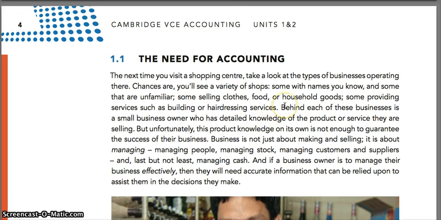So basically what we're having a look at here is we're just taking it right back to the start. We're having a look at the need for accounting, then we're going to have a look at the basic concepts and characteristics of accounting information.